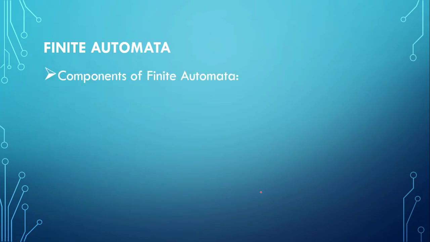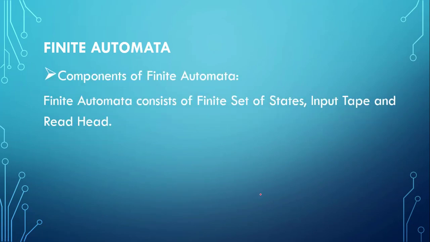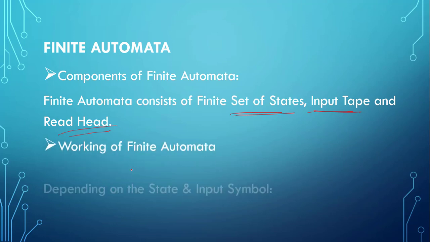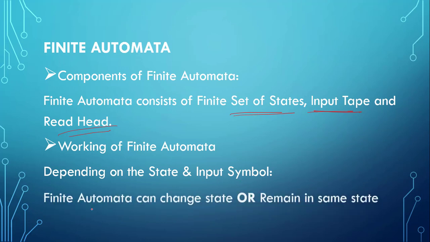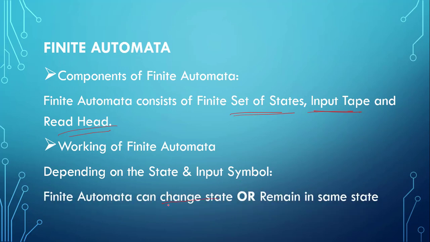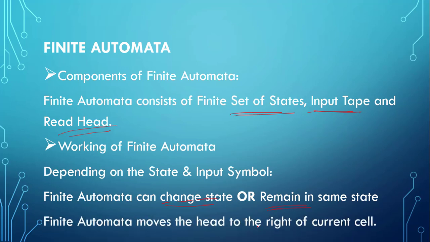Let us see what components our finite automata consist of. It consists of a finite set of states, an input tape, and a read head. Let us understand the working of our finite automata. Depending on the state and input symbol, the finite automata will change state or remain in the same state. And the finite automata moves the head from left to right of the current cell.